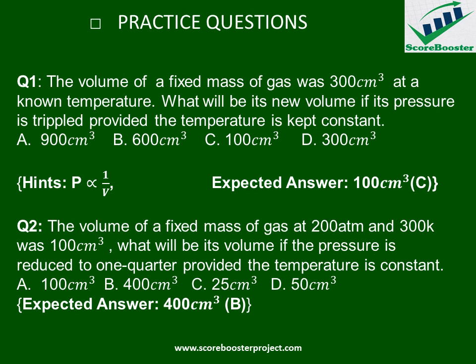And the second question here for your practice goes thus: the volume of a fixed mass of gas at 200 atmosphere and 300 Kelvin was 100 cm cube. What will be its volume if the pressure is reduced to 1/4 of its initial value, provided the temperature is constant? You have option A here to be 100 cm cube, option B is 400 cm cube, option C is 25 cm cube, while option D is 50 cm cube.